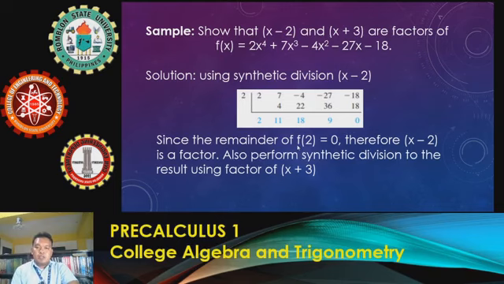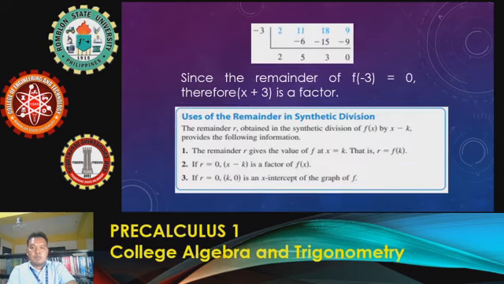Then, since the remainder of function 2 is 0, therefore, x minus 2 is a factor. So, also, perform synthetic division for x plus 3. So, itong value dito, 2, 11, 18, 9, and 0, yun naman po yung i-factor natin, no? Para at least kuha natin kung yung x plus 3 ay isa sa mga factor ng equation na nasa taas. So, yun. So, 2, 11, 18, 9. So, meron kang negative 3 dito.